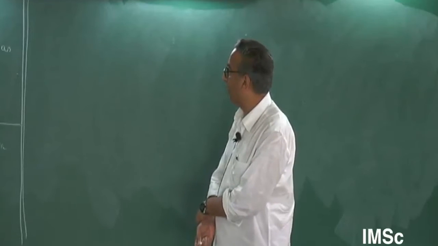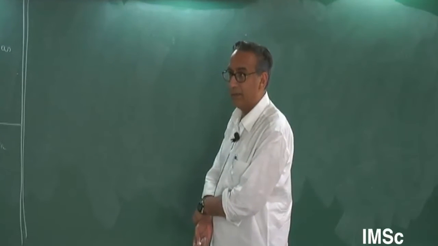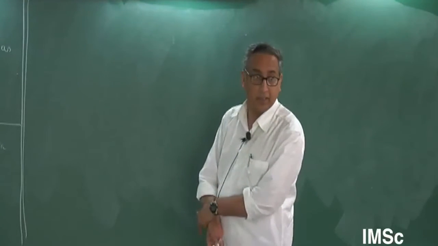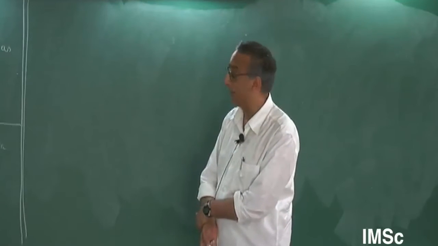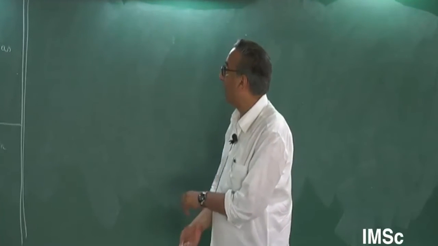Unfortunately, Ramanujan died a little too early, so the method couldn't be developed very well, and that was done by Hardy and Littlewood after Ramanujan's death. Anyway, so you have this P of alpha.